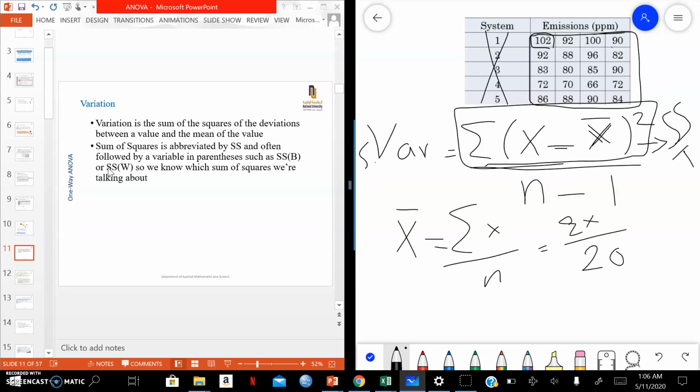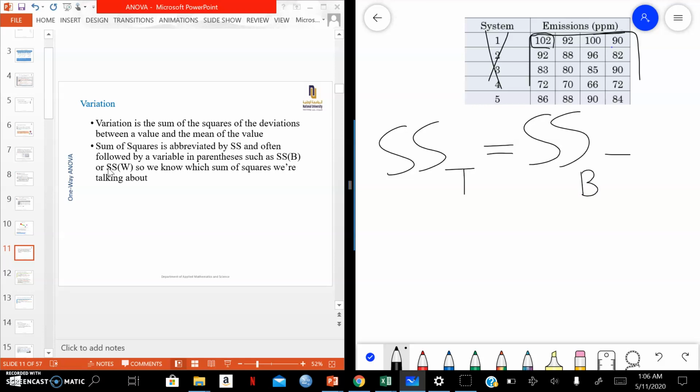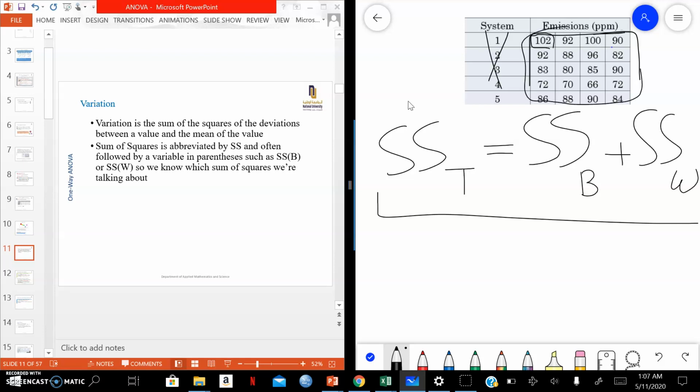And the sum of squares total can be divided into two sums: sum of squares between the groups and sum of squares within the groups. What we mean by this formula is that the total variation in our data can be divided into the variation between the 5 systems, plus the variation within the systems.